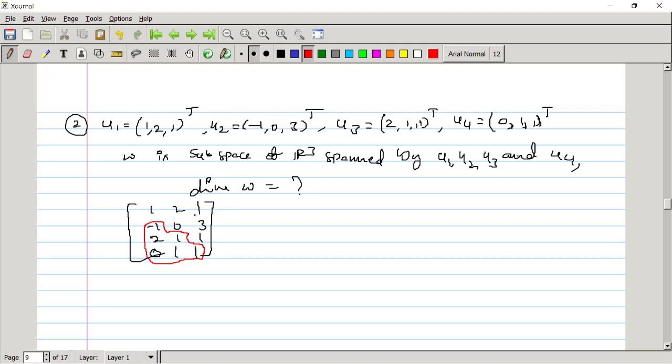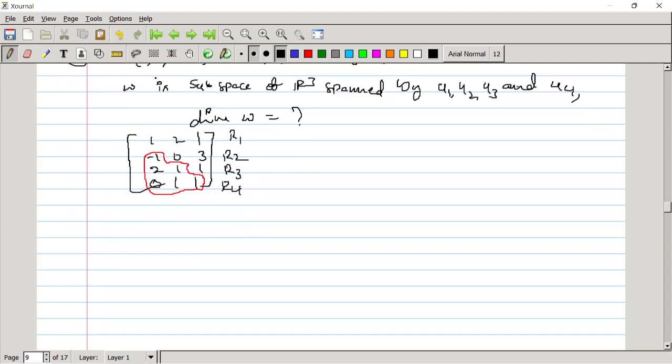We have to make all these elements zeros. Then we can see the rank of this matrix. The people who attended the last class can understand this easily. Firstly, I'm making the element -1 as 0. For this, I'm multiplying this with R1 and this with R2 and doing the row operation.